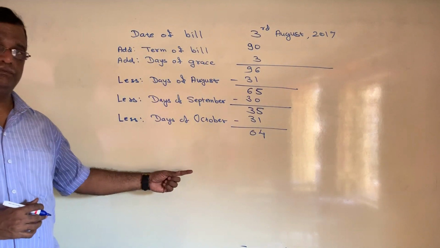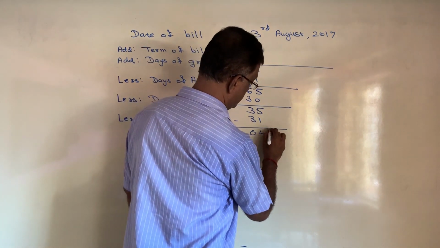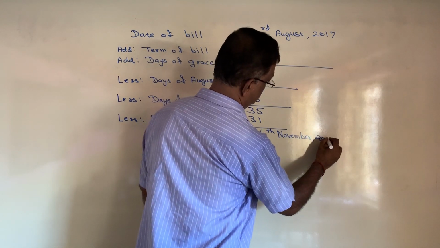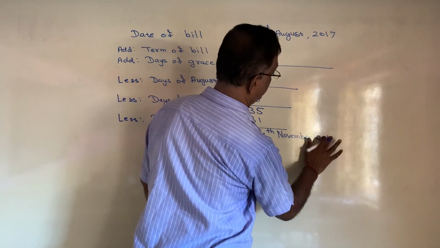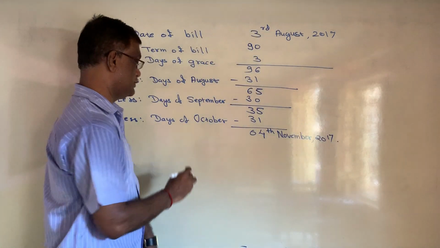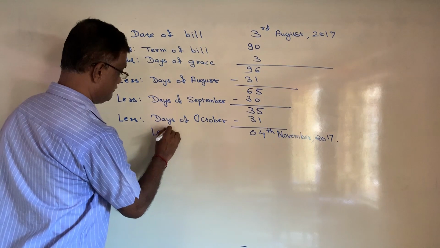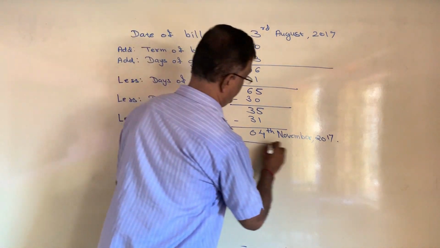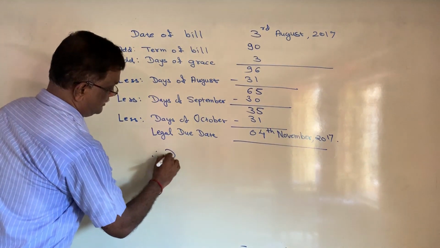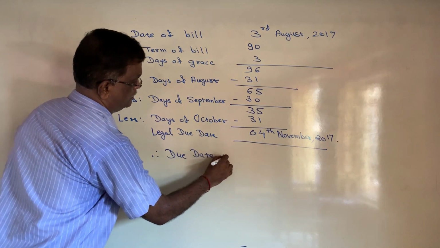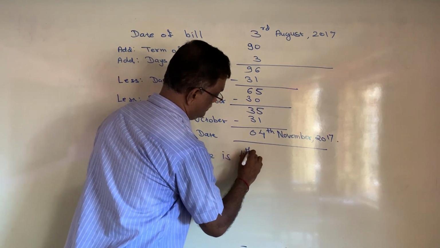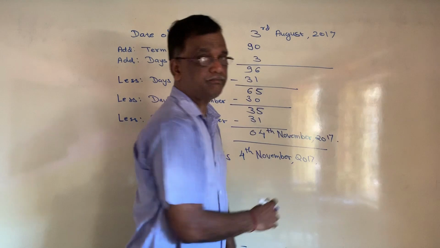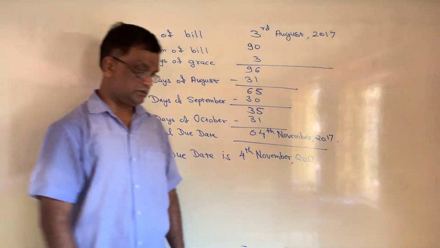After October, which month comes? November. So this is 4th November 2017. So this is your due date, legal due date. Okay. Therefore, due date is 4th November 2017. Okay.